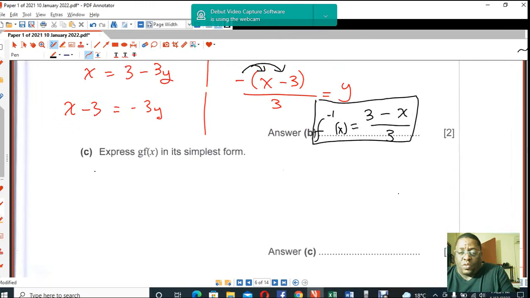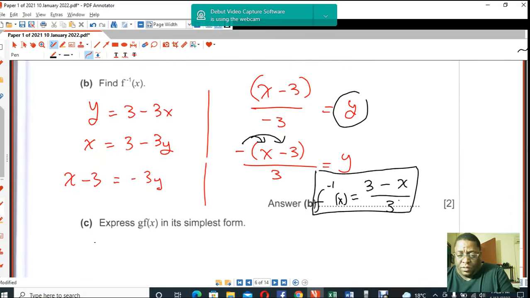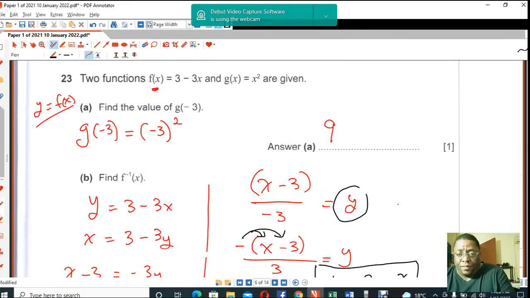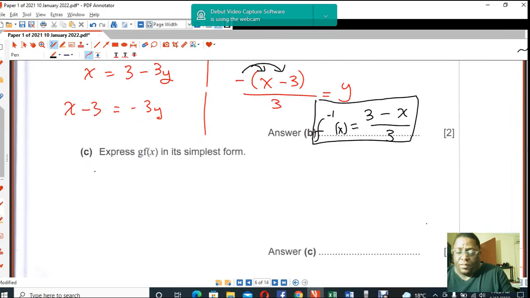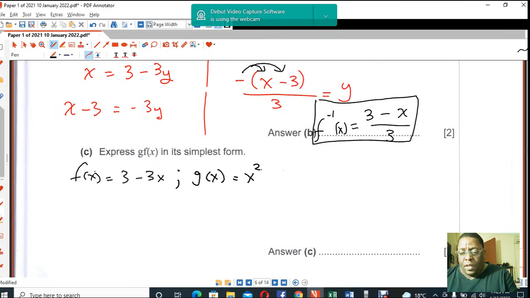They say you're supposed to express g of f of x. So you take function f, and you are going to put function f into function g. Remember, function f is 3 minus 3x. Function g is nothing but x squared.